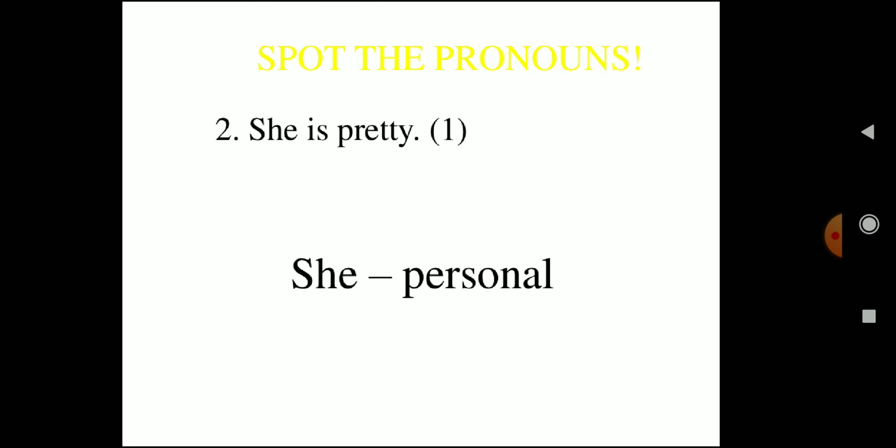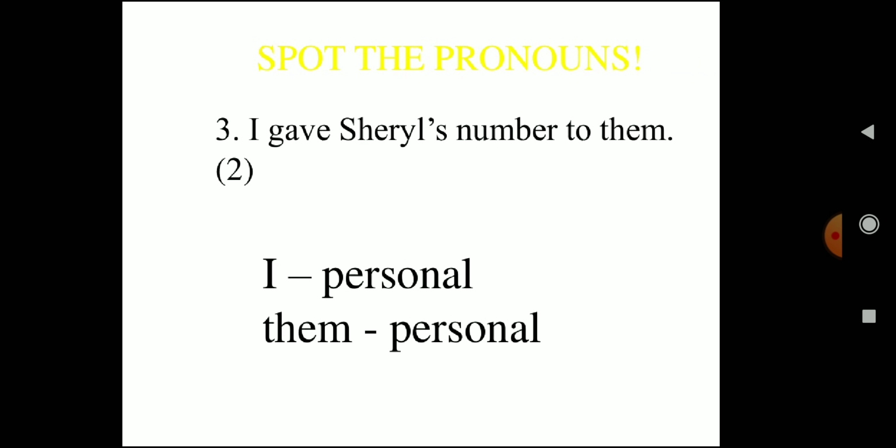Second one is she is pretty. Over here, again, we have used a personal pronoun, which is she, used in place of the subject. Third one is I gave Shirley's number to them. Two pronouns have been used over here. First one is I and second one is them, and both are personal pronouns.